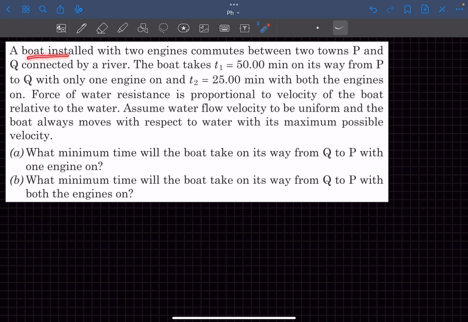So we have a boat installed with two engines and it commutes between two towns P and Q that are connected by a river. The boat takes 50 minutes on its way from P to Q with only one engine on, and it takes 25 minutes with both the engines on. Force of water resistance is proportional to the velocity of the boat relative to water. Assume water flow velocity to be uniform, and the boat always moves with respect to the water with its maximum possible speed. What minimum time will the boat take on its return journey from Q to P, with one engine and both engines?